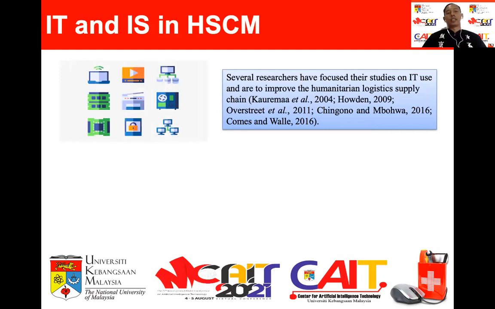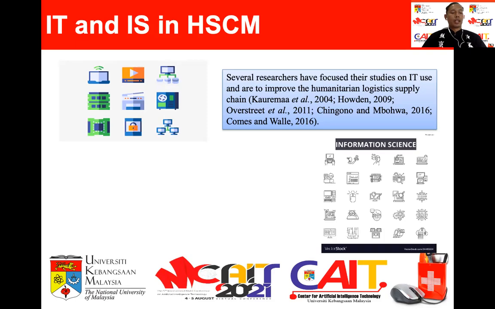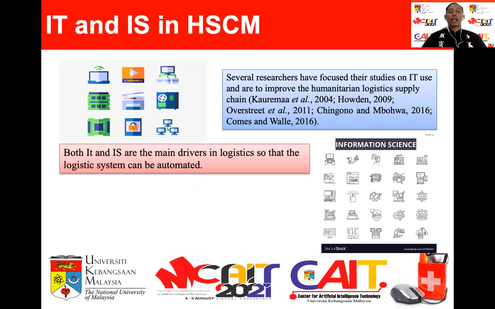Now, I would like to explain a little bit what IT is. IT is a component that includes hardware, software, electronics, internet, and other communication equipment, also enabling storage, retrieval, transmission, and data manipulation. Meanwhile, information systems is how to build and integrate information technology solutions with existing business to achieve goals effectively and efficiently. So both IT and IS are the main drivers in logistics so that the logistics system can be automated.